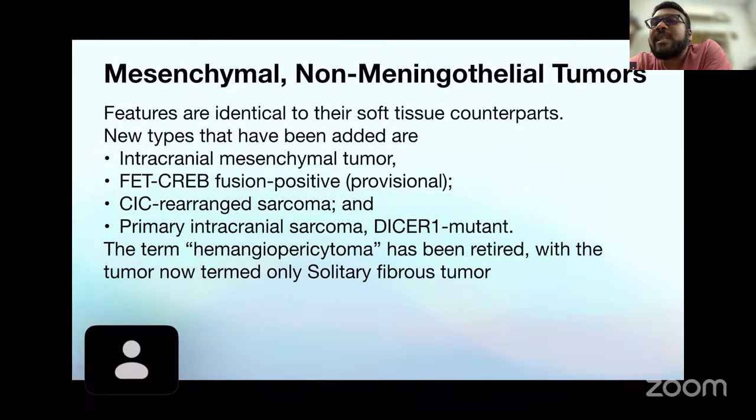So some new subtypes have been added. This is the intracranial mesenchymal tumor. Then we have the FET-CREB fusion positive. Then we have the CIC rearranged sarcoma. Then we have the primary intracranial sarcoma, DICER1 mutant. So all these are new subtypes. But what is the MCQ point for you? What you have to remember for the exam is, there is no longer a term hemangiopericytoma, and now we only use the term solitary fibrous tumor instead of that.